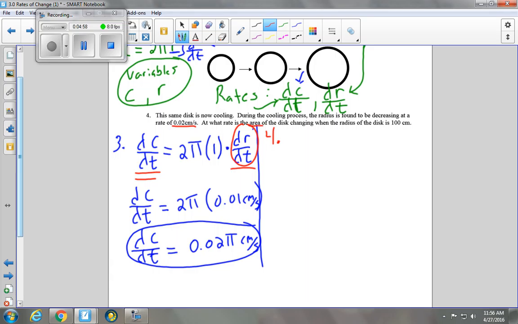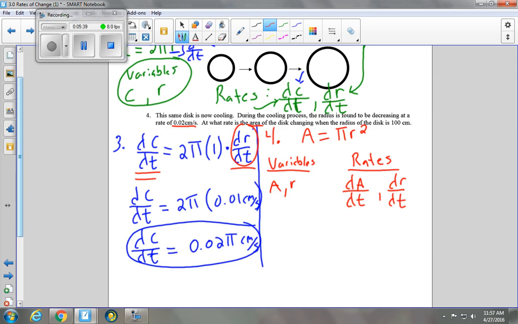So the formula for area of a circle is A is equal to pi r squared. So that's step number one. Step number two is figure out the variables that we're dealing with. So variables here are A and r. The rates that we're interested in are going to be dA dt, the rate at which the area is changing with respect to time, and dr dt.